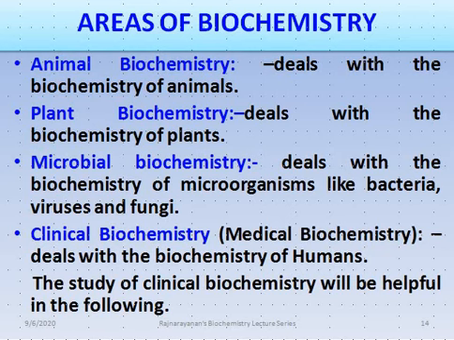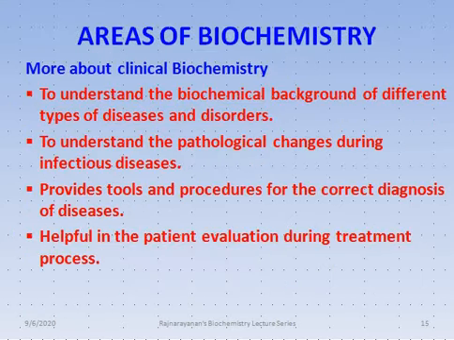Another branch is microbial biochemistry. It deals with the biochemistry of microorganisms like bacteria, viruses and fungi. Then clinical biochemistry, also known as medical biochemistry, that deals with the biochemistry of humans. The study of clinical biochemistry will be helpful in the following. Clinical biochemistry will help us to understand the biochemical background of different types of diseases and disorders. It also helps us to understand the pathological changes during infectious diseases. It provides tools and procedures for the correct diagnosis of the disease. It also helps in the patient evaluation during treatment process.